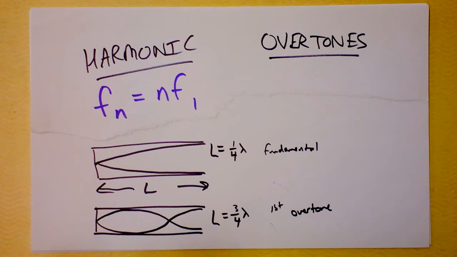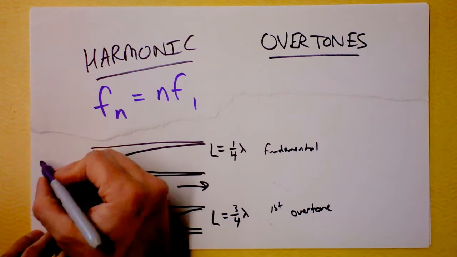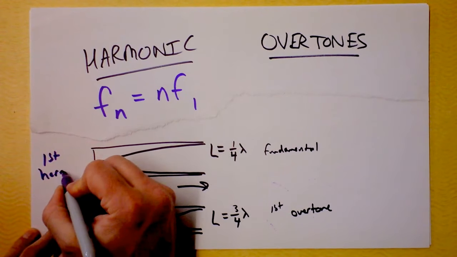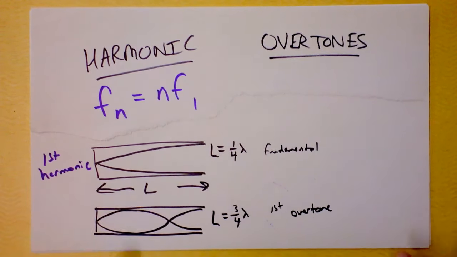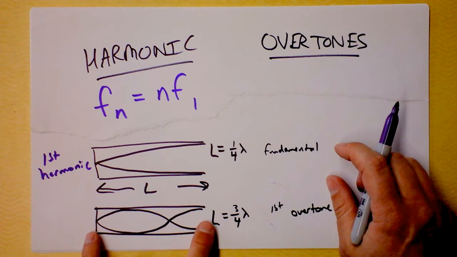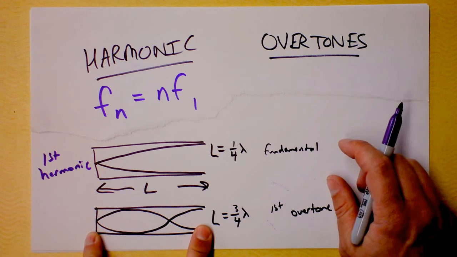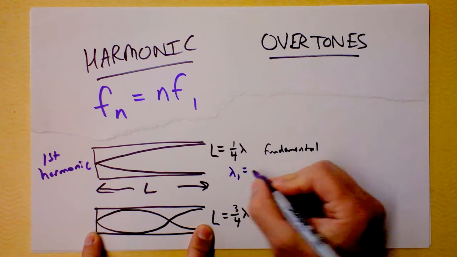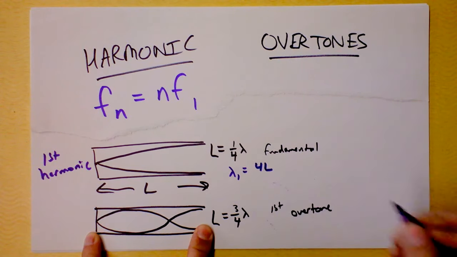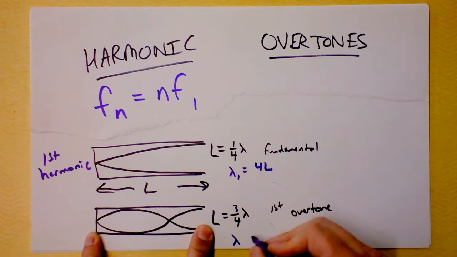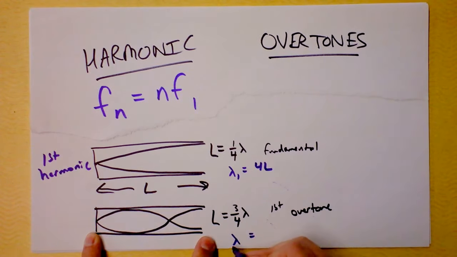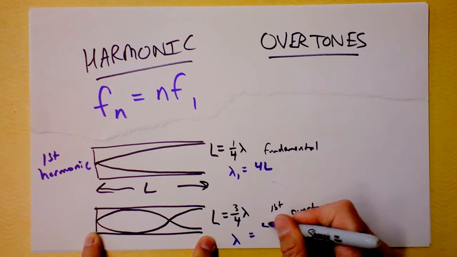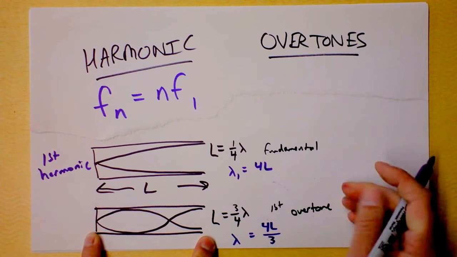The big problem here is we can't use the same nomenclature. This guy is the first harmonic, but this is not the second harmonic because you'll see it's actually 1/3 as long of a wave. See? Let's solve this for lambda. This is lambda 1 equals 4 times L. But this is not lambda 2. I'm going to have to leave that subscript out. But lambda 2 seems to be 4L over 3.